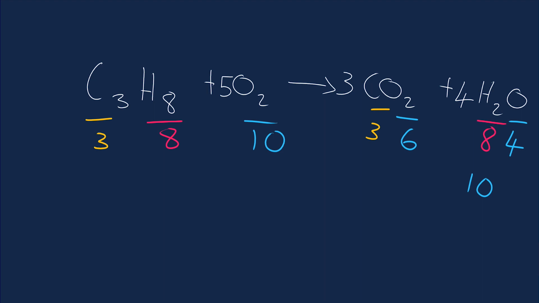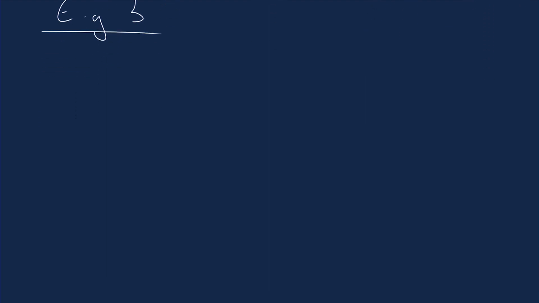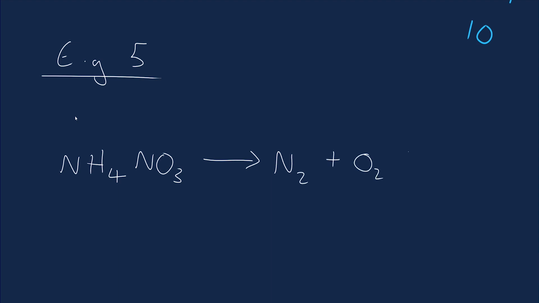Right, one last example, and this one is a little bit harder again. So we are up to example 5 now, I believe. And this one is the reaction that a compound called ammonium nitrate, you might have heard of it, can undergo under certain conditions. Okay, so ammonium nitrate has the formula NH4NO3, and it decomposes, as in it breaks down, to produce nitrogen gas, N2, oxygen gas, O2, and water, H2O.